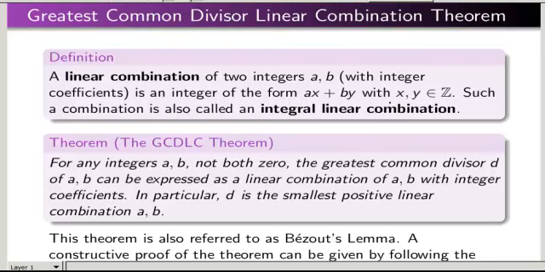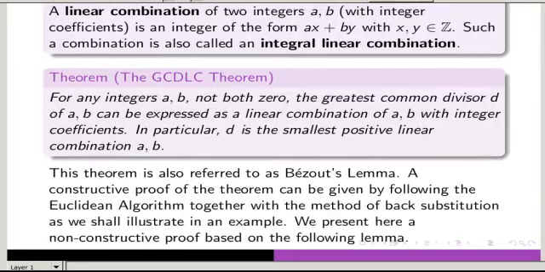This theorem is also referred to as Bézout's lemma, and there are several proofs of it. I'll give you two different types of proofs. One is a constructive proof, and I'll just do that with an example just to show you how it works. And then we'll give a rigorous non-constructive proof first.